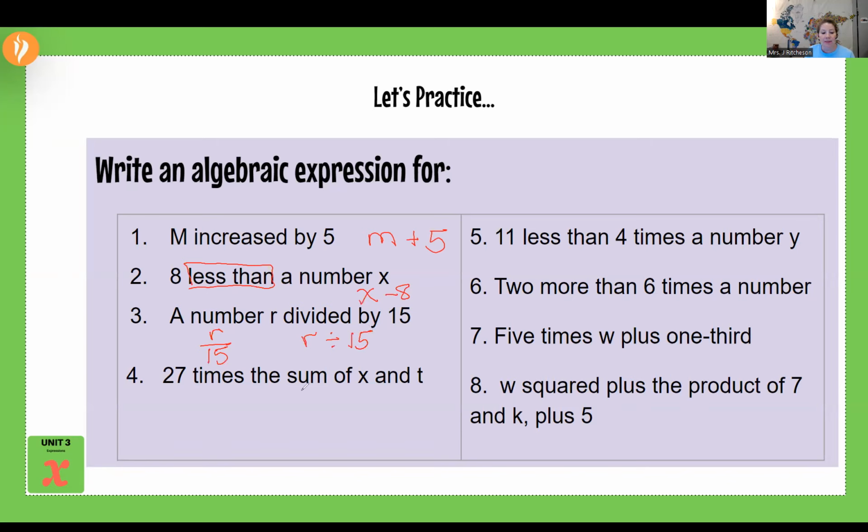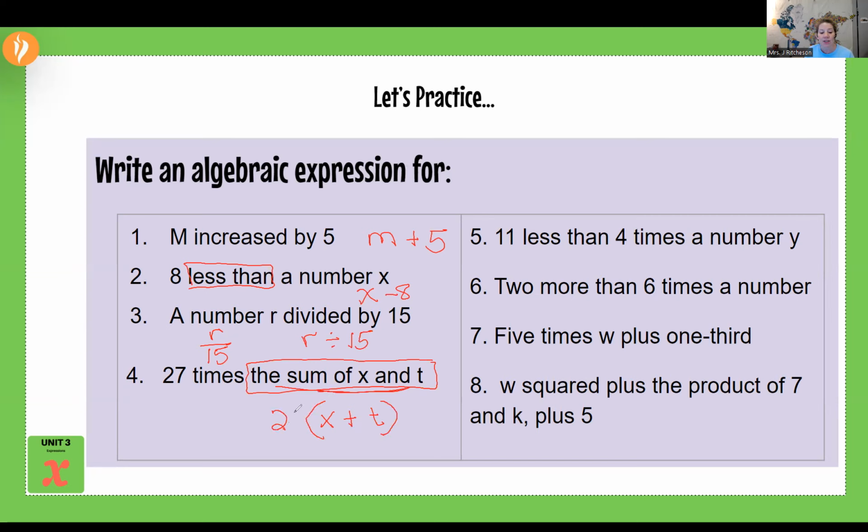27 times the sum of. Now when it says the sum of, that means we have to add together what follows. The sum of what? The sum of x and t. Because of order, that's confusing too. I don't like using t's with plus symbols, so we try to avoid that. Obviously, I didn't this time. It's 27 times all of this, the sum of x and t. So we must use parentheses.